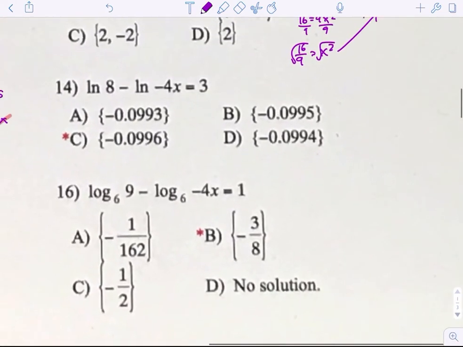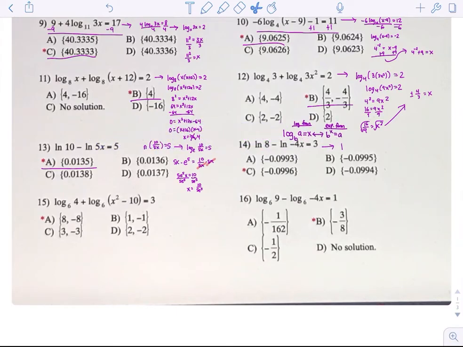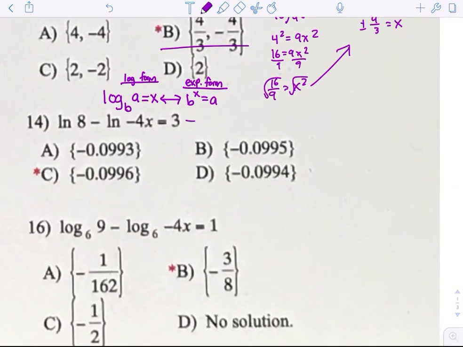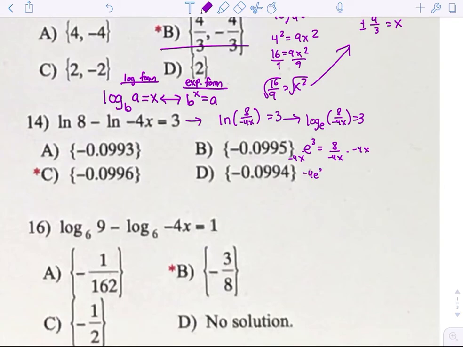14. Natural log, and a minus sign in between, which means that's going to be the quotient rule. So ln of 8 over negative 4x is equal to 3. Let's change the natural log to be a log base e. So e to the 3rd power is equal to 8 over negative 4x. Multiply both by negative 4x. You are going to get negative 4e to the 3rd times x equals 8. Divide both by negative 4e to the 3rd. So x is going to equal 8 over negative 4e to the 3rd, which is going to give you that.